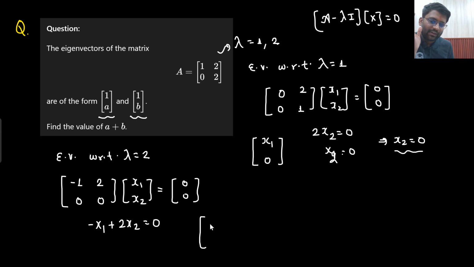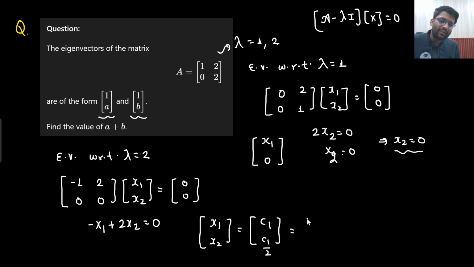So what will be your eigenvector now? x1, x2 you need to write down. So the eigenvector would be nothing but, let's just say x1 is c1. If x1 is c1, then x2 will be c1 by 2. Right? So if x1 is 1, then x2 will be 0.5. Is that clear to you? If c1 is 1, how did we do it?